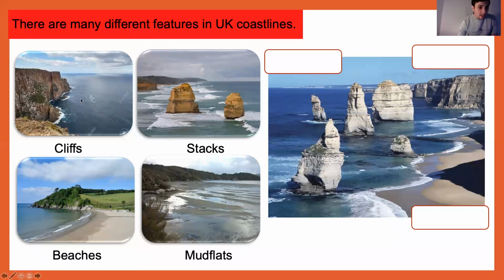You can see it's a steep side of rock that meets the sea. So here is our cliff. It's really steep and then it goes into the sea. That's a cliff, really simply. A stack, my turn, stacks. Stacks are bits of rock that are pointing up out of the sea, and they're usually all surrounded by sea. So here you can see it's a bit of rock that's pointing up out the sea. You can see one over here.